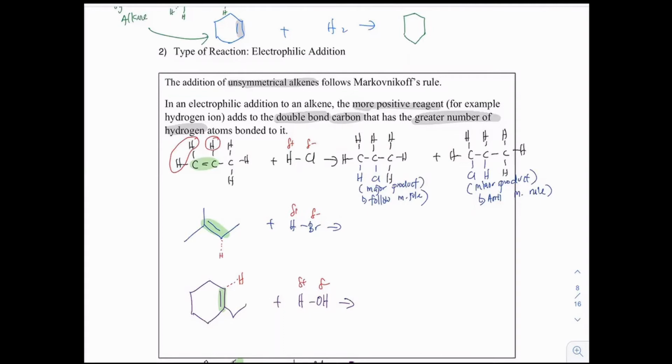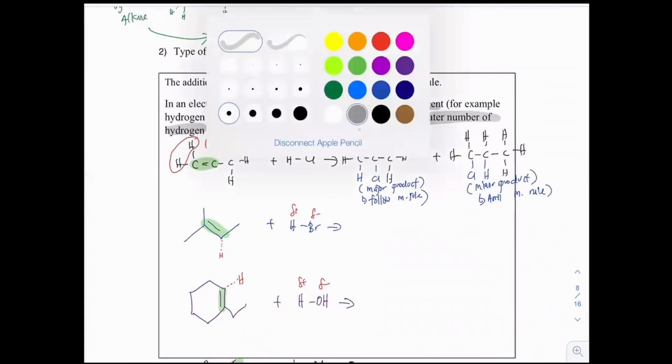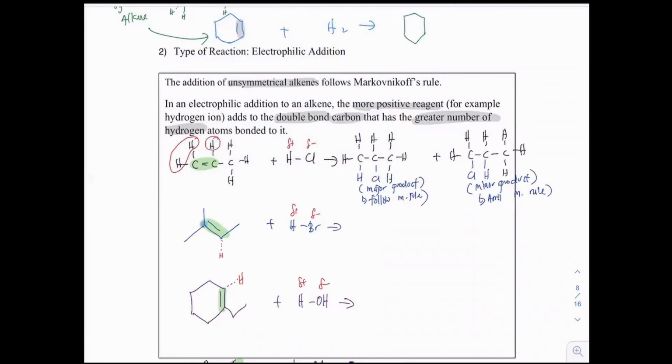Okay, now. So where will the H go? The H can only have two positions to go. One is this spot, the other one is this spot. So we will need to see which spot has the greater number of hydrogen.